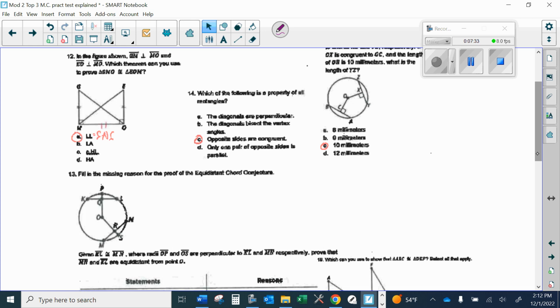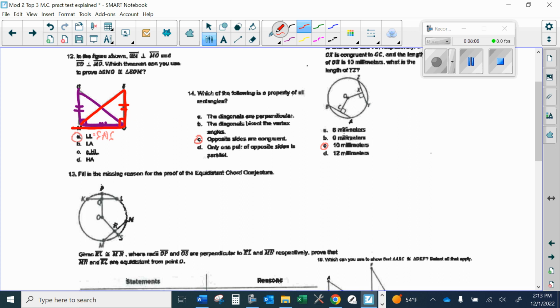Which theorem is used to prove GNO is congruent to EON? Well, this side is in common to both of them. Okay. So then I have a right triangle and I have a leg, which also is SAS here. And there's that one right there. There's your leg here, the right angle, also SAS.